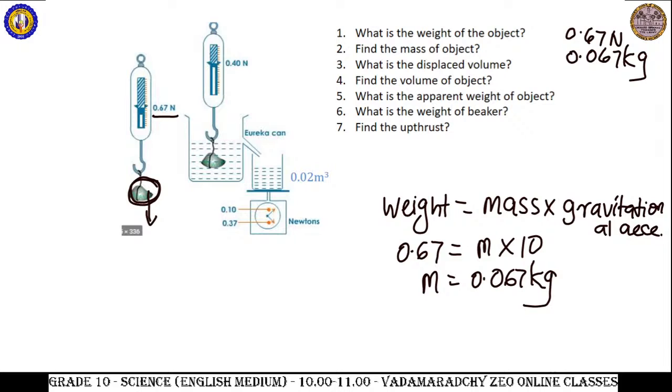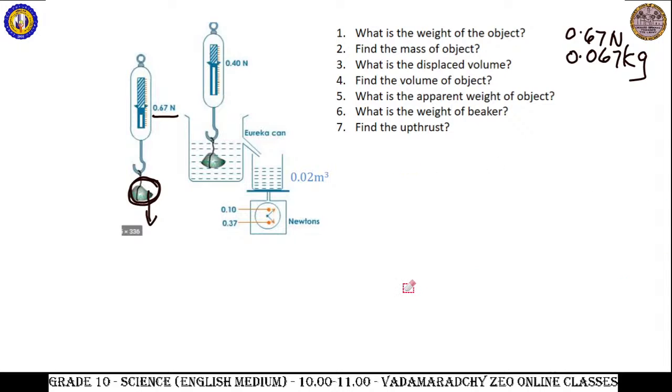Okay, the third question asks, what is the displaced volume of water? Here the displaced volume is given as 0.02 meter cube. Okay, that is the fact. What is the displaced volume of water? That is 0.02 meter cube. Fourth question, find the volume of object.